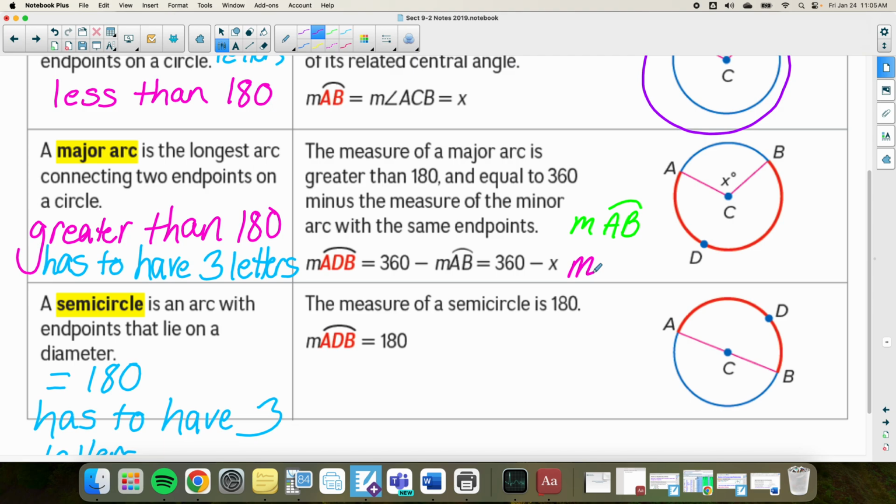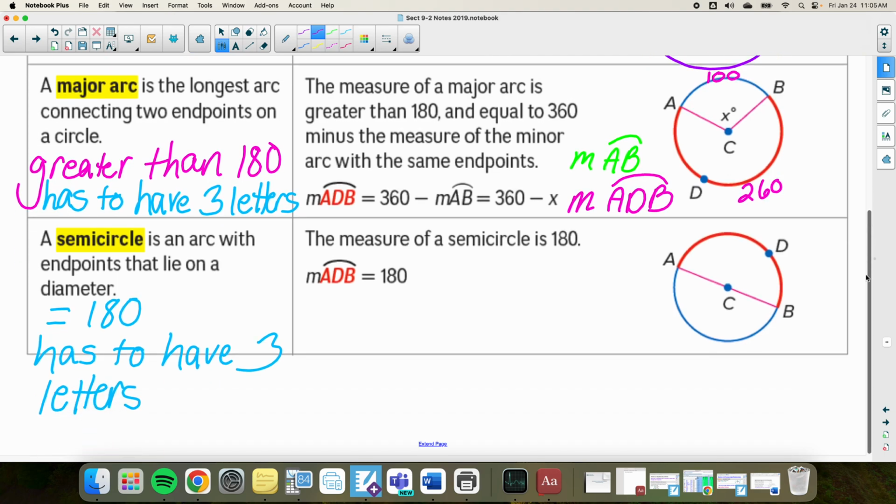So if they said measure of arc ADB, okay, do you guys agree for that one? They'd pretty much have to tell us this so we could find the rest, or vice versa, okay? So if that's 100, this would be 260, okay? So 3 letters, you can tell which arc it is because you're gonna start at A, make sure your arc goes through D and stops at B. When it has 2 letters, you go the smallest distance between the 2.